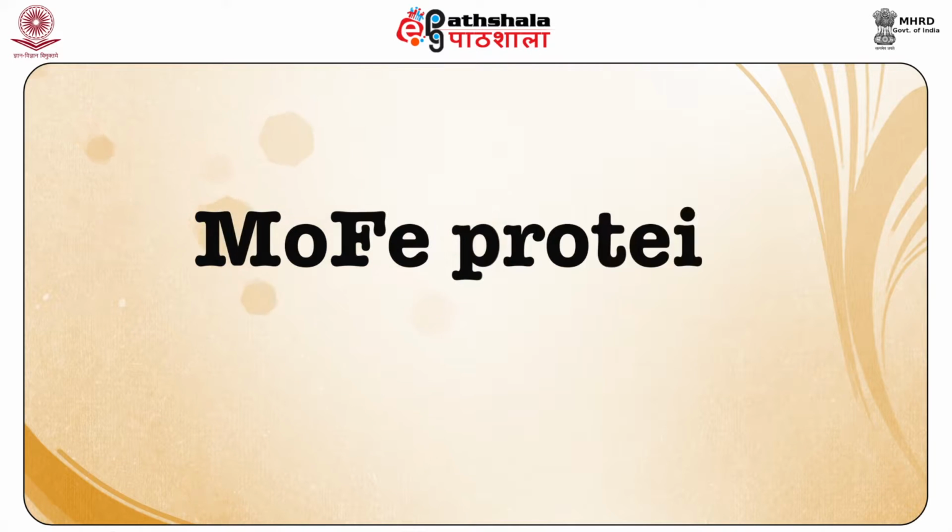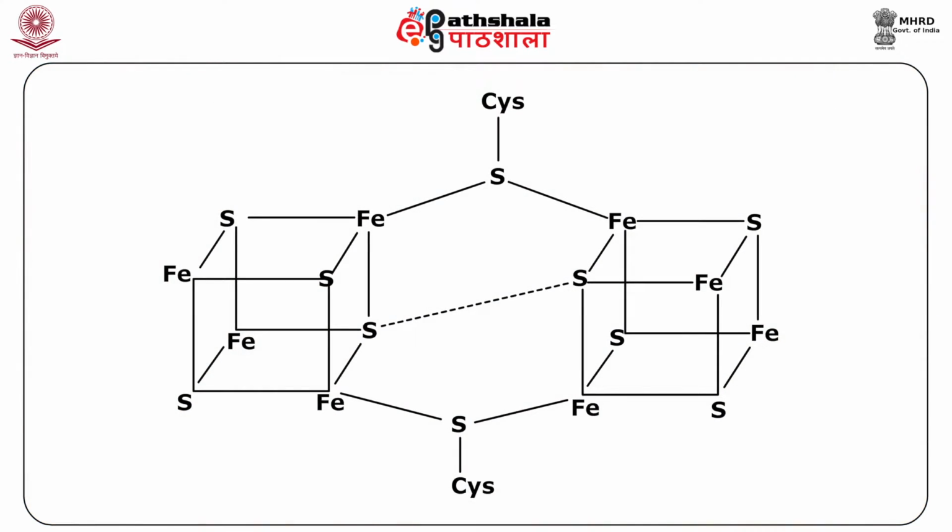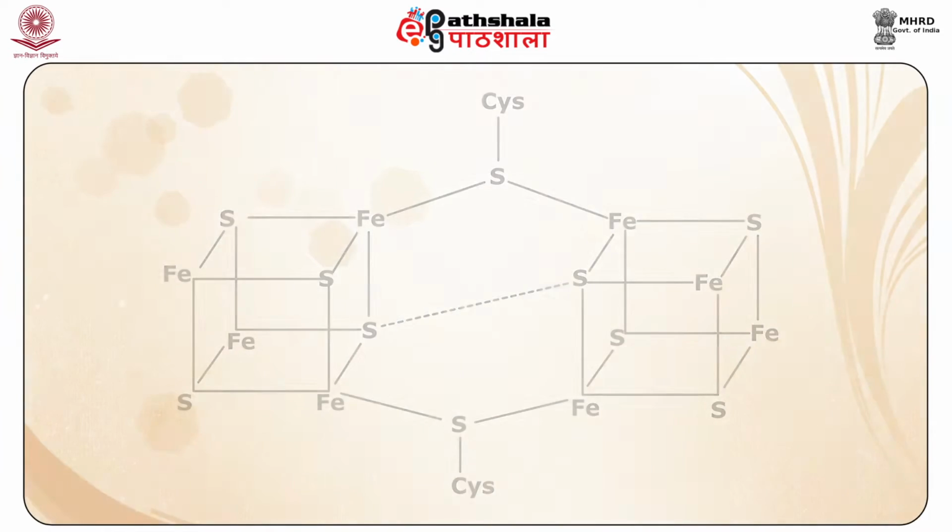Molybdenum iron protein P cluster consists of two 4Fe3S clusters linked through an additional sulfide ion, forming the 8th corner of each of the clusters to give rise to a cubane-like structure. These cubane units are further bridged by two cis-thiol ligands, each coordinating one iron from each cluster. The remaining 4 iron atoms are coordinated to 4 additional cis-thiols.